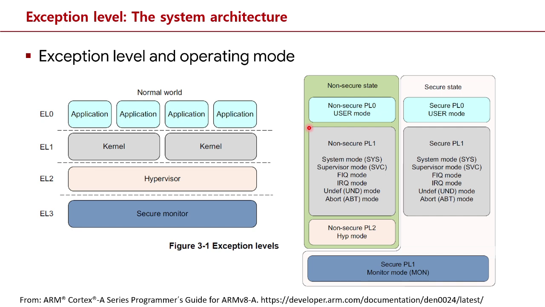So if you refer to the ARM reference manual, you're going to notice those kinds of diagrams that indicate how exception level can be used in the system. As you can see, there are two operating systems that can be managed by the hypervisor. And here is another diagram that indicates the operating mode in the ARM version 7 architecture.